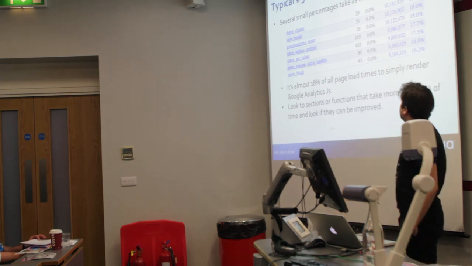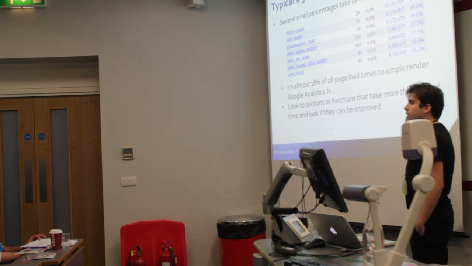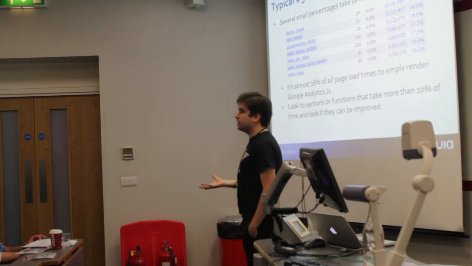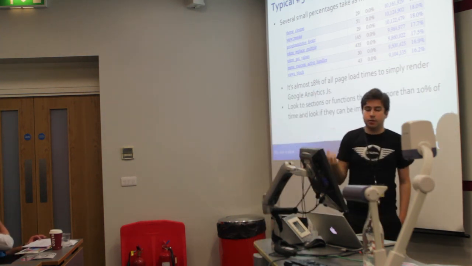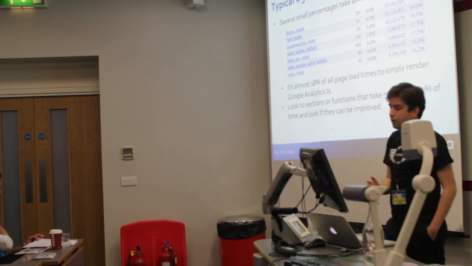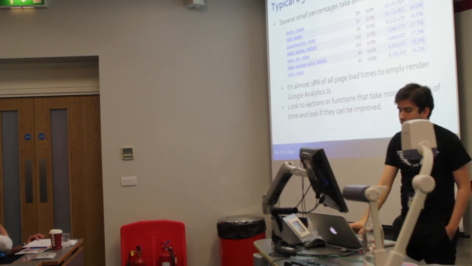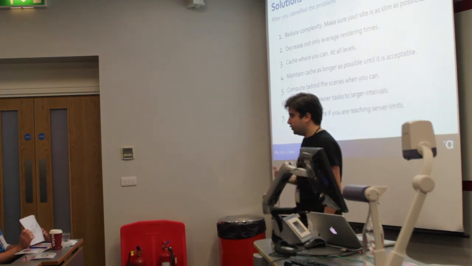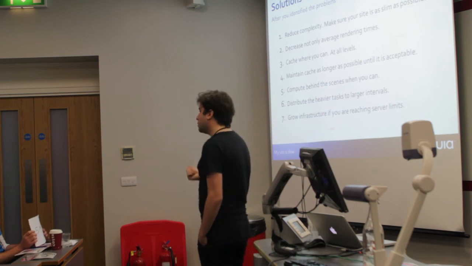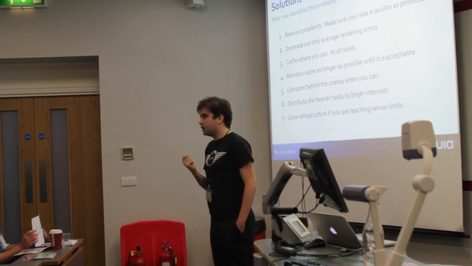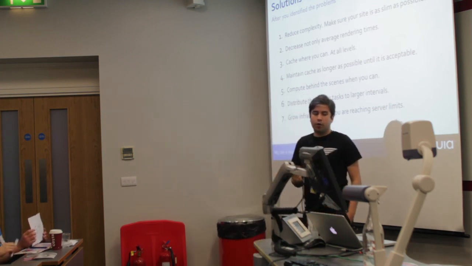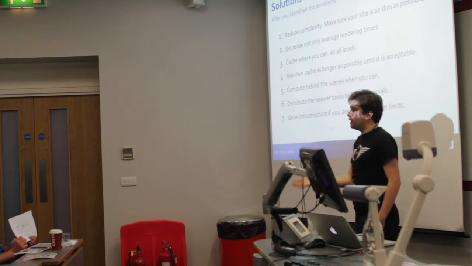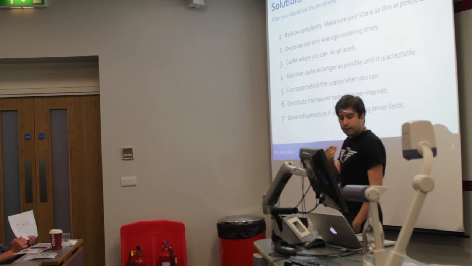So make sure that the functions you have in the top 20, in the top 50 of the XHProf report, make sense to be there. And there are some that are completely obvious that they should not be there. Okay? So solutions for these problems. First one is always reduce complexity. Okay? You want to make sure that your website is as slim as possible. Before trying to improve it any other way, make sure that everything you are doing on every page request is really needed.